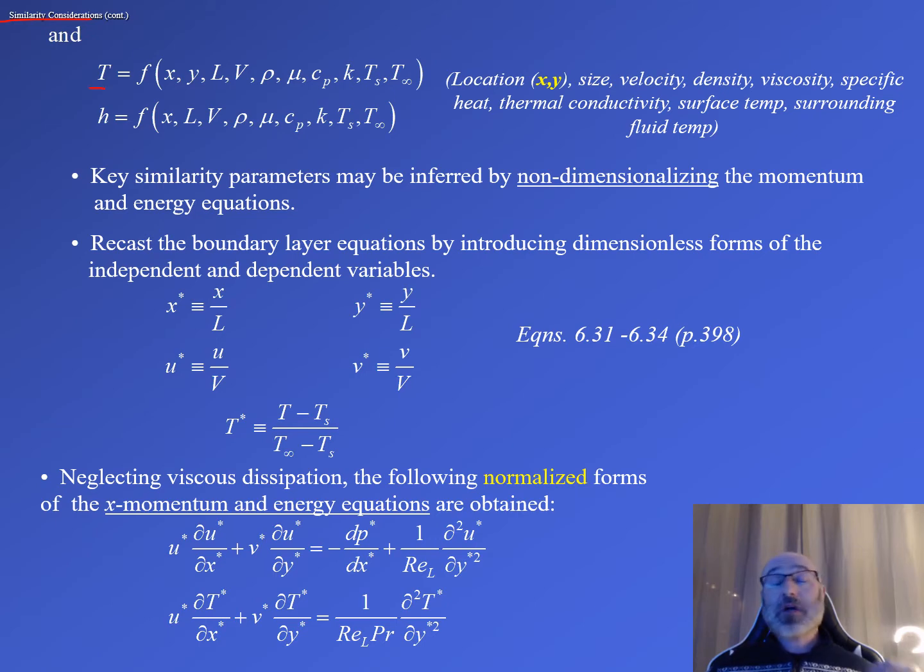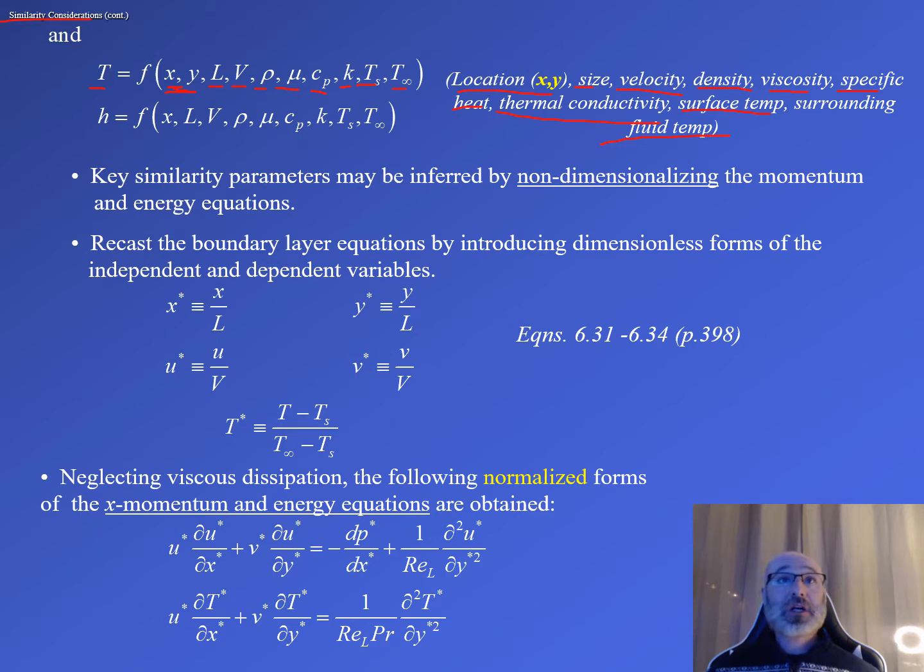Now continuing on with the similarity considerations, we can see our temperature here is now going to be a function of our x and y, that location right there, our L length, our V velocity, then we have our rho, our density, our mu, our viscosity, and we have our C sub p for specific heat, we have our k for thermal conductivity, our T sub s for our surface temperature, and our T sub infinity, our surroundings. So I've noted that over here: our location is x, y, then we have our L for our size, our V for our velocity, our density is rho, our viscosity is our mu, our specific heat is our C sub p, our thermal conductivity is our k, our surface temperature is our T sub s, and our surrounding fluid temperature is our T sub infinity.